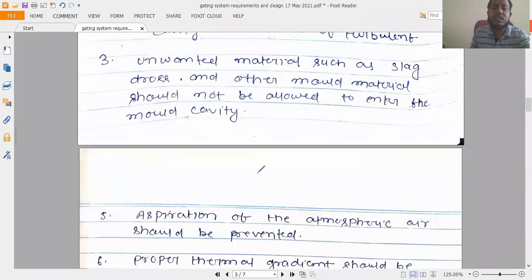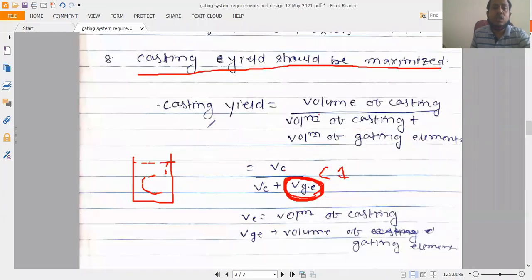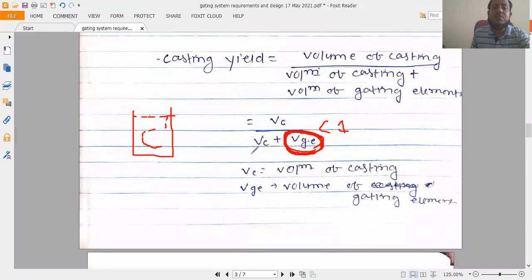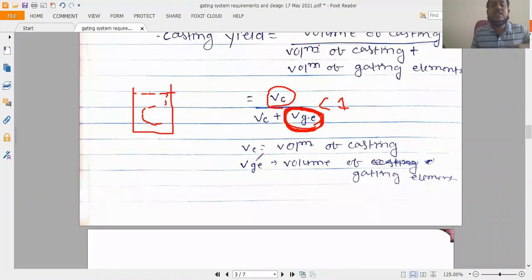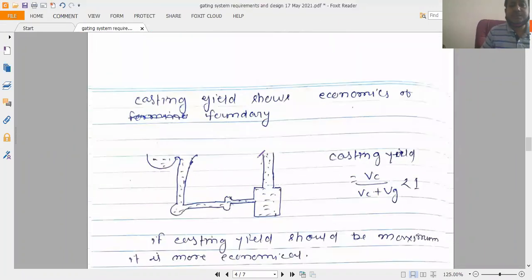So we will see how the casting yield should be maximized, so that the maximum part of the molten metal goes to the casting or the mold cavity. We require the molten metal to fill only the casting, and the wasted amount should be as little as possible. So for this we maximize the casting yield.